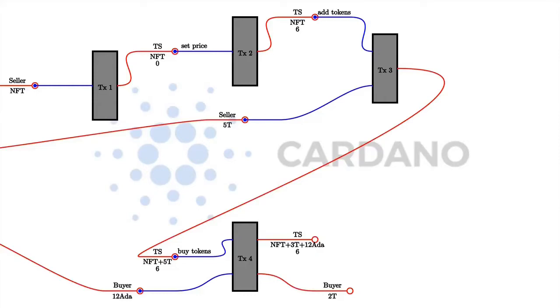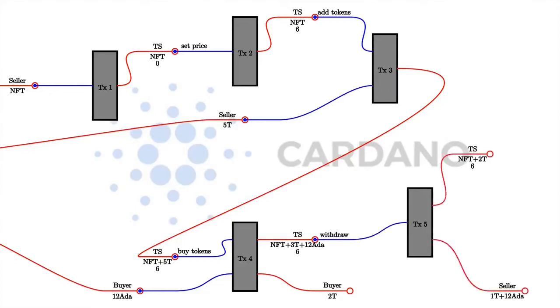Finally, there must be a way for the seller to retrieve tokens and ADA. So in this example, if the seller after the sale wants to retrieve all the ADA and 1 token, he would create a transaction that again has the script UTXO as input, and then 2 outputs, one with the updated script UTXO, where now some tokens and some ADA have been retrieved, and one to himself with the retrieved funds.